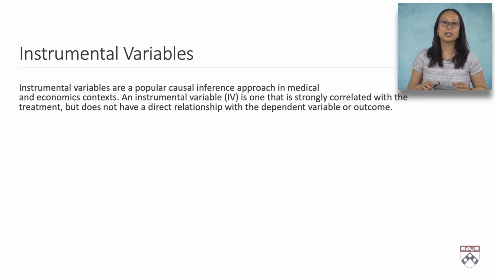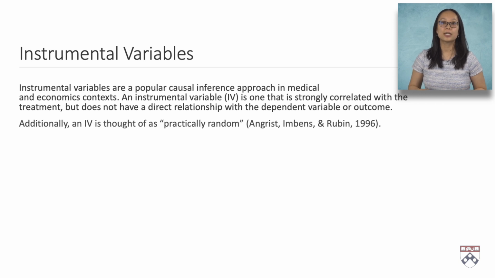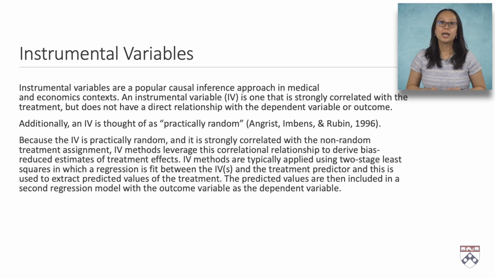So an IV is essentially thought of as a variable that is practically random. Because again, in non-experimental settings, the treatment itself is no longer random. And so the idea of instrumental variables methods is to find another variable that is practically random and that is correlated, or has a relationship, with the variable, the treatment, that is not random. Now, because the IV is practically random and is strongly correlated with the non-random treatment assignment, the method itself leverages this correlational relationship to derive bias-reduced estimates of treatment effects.